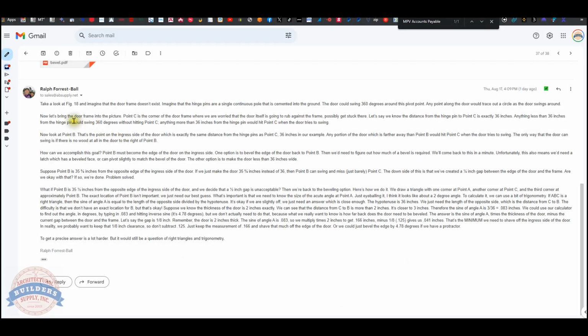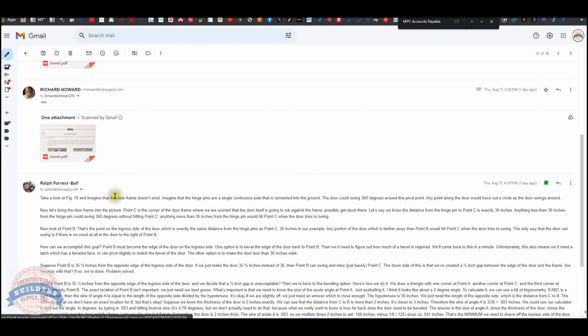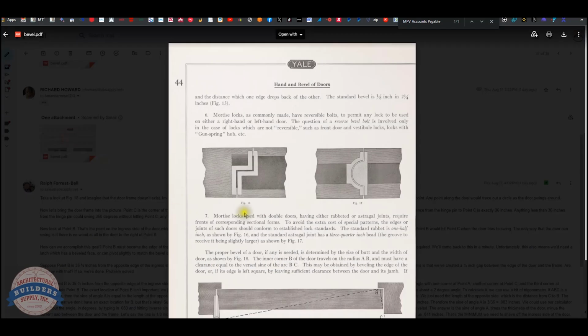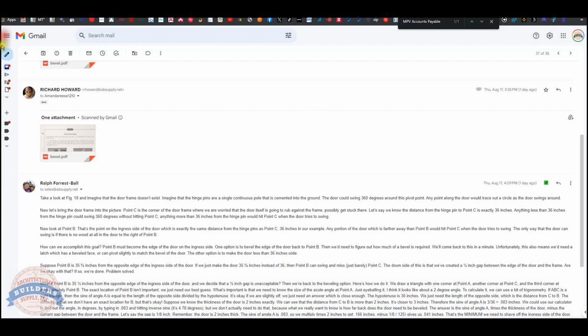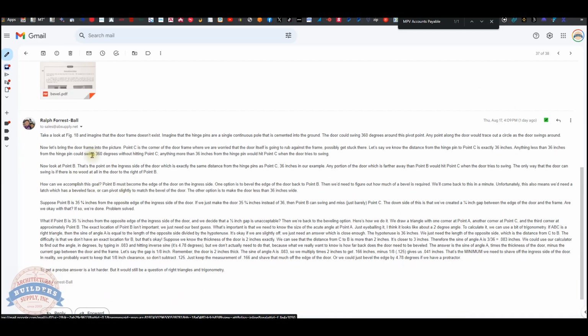Okay, so take a look at the figure. I'm just going to credit him, Ralph Forrest Ball. He is an ALOA ACE instructor. He works for ALOA. He is a former high school math teacher, if I recall. It was high school math. He has a master's in mathematics. He owned his own very successful lock shop for a long time, and he teaches classes at ALOA. And because I've been a student of his and I knew his mathematical background, I reached out to him.